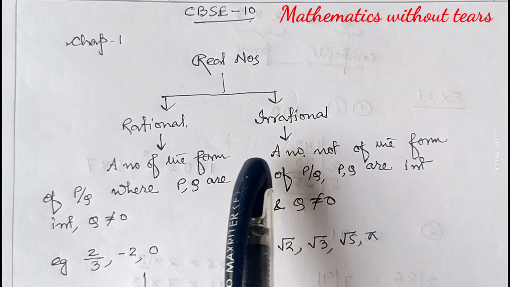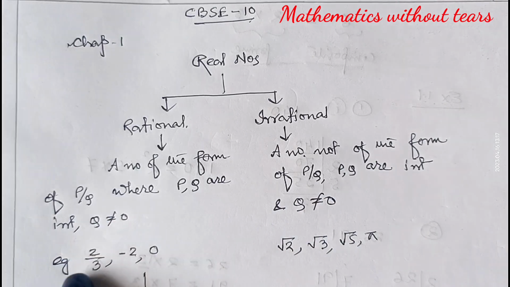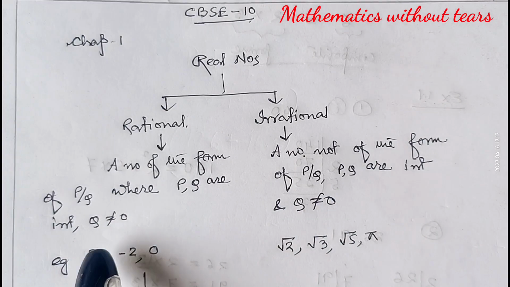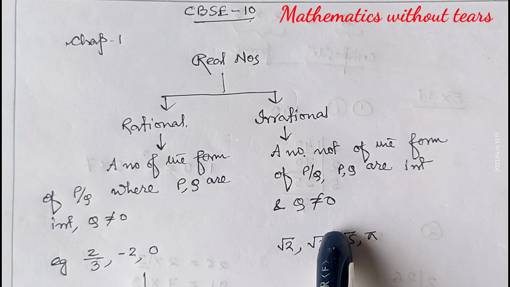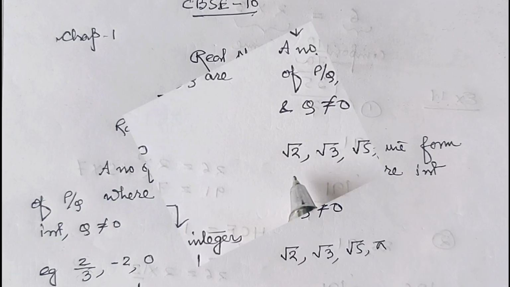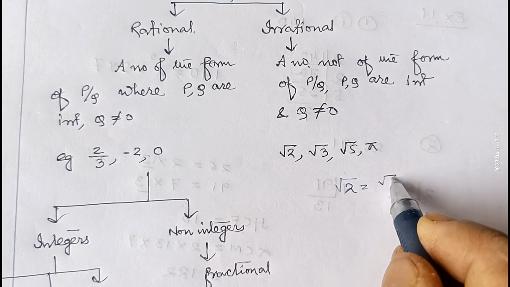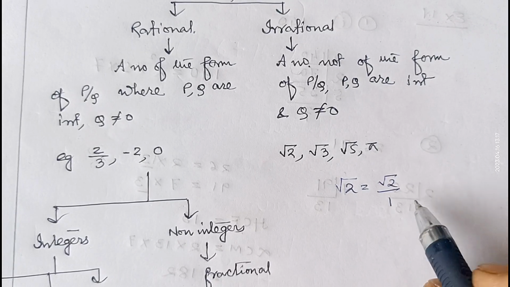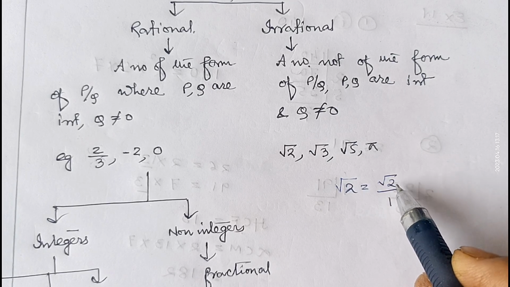Irrational किसको कहता है? A number not of the form p by q, the numbers which you cannot write like this. कोई भी नंबर जिसको इस तरह से इंटीजर बाय इंटीजर नहीं लिख पाओगे, उस तरह का नंबर को कहा जाता है इरेशनल नंबर. For example √2, √3, √5, pi, these numbers are called irrational numbers. Suppose, मान लो कि √2 I can write in the form √2 by 1. Though it seems that it is of the form p by q, but √2 ये इंटीजर नहीं है.